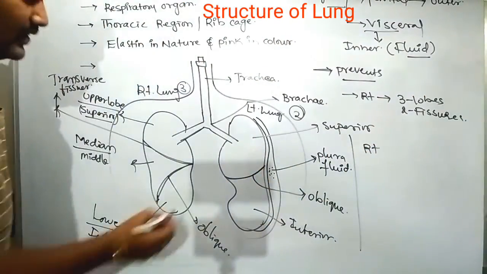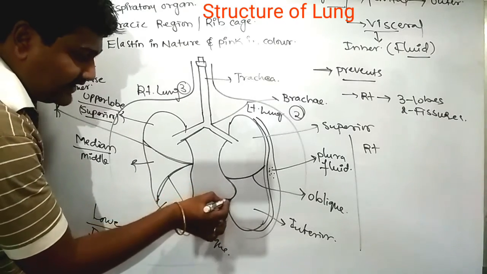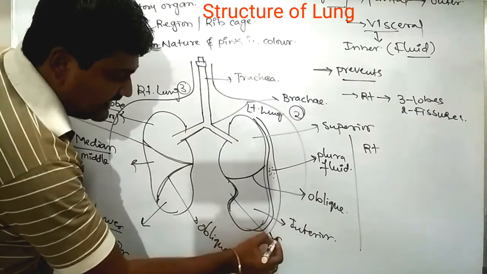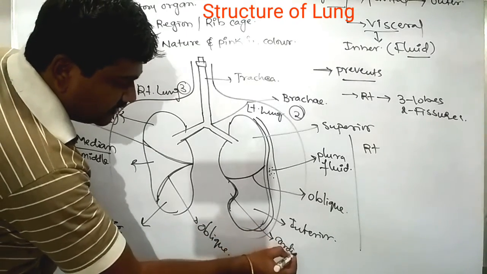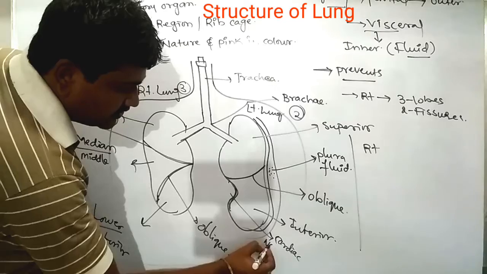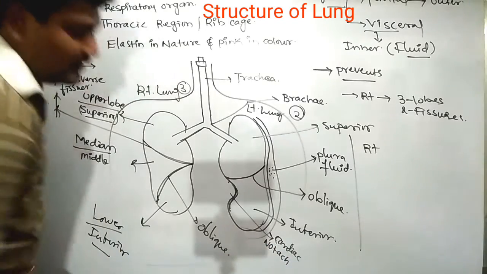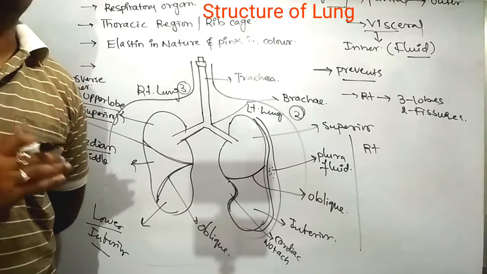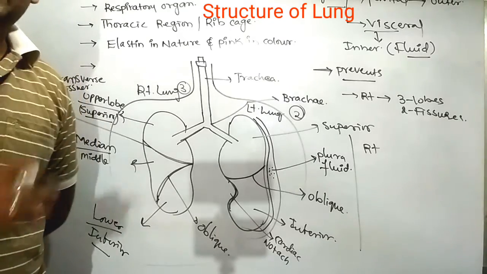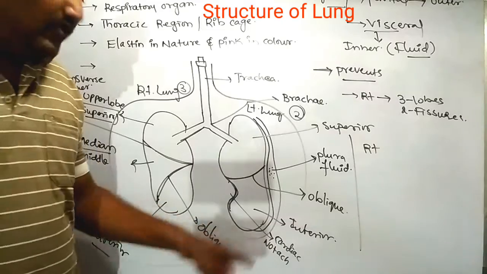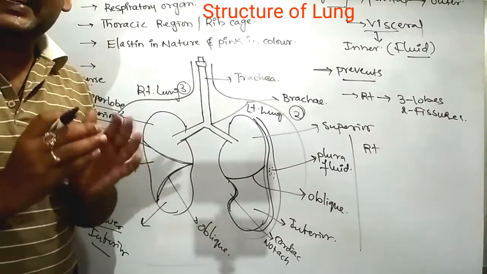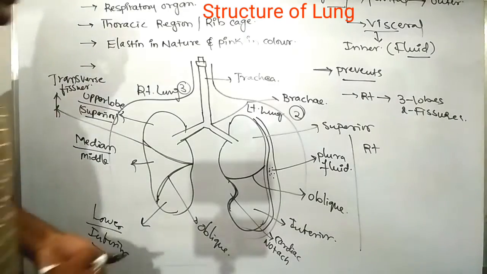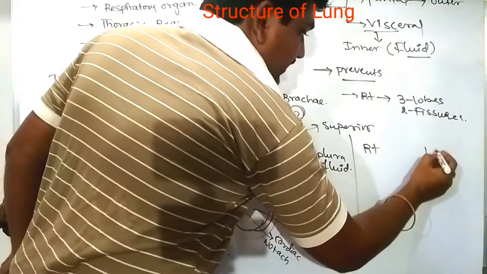So next, the left lung contains one depression. The depression is known as the cardiac notch. What is the cardiac notch? In the left region of the lung there is one depression, known as the cardiac notch. In this region the heart is completely occupied.